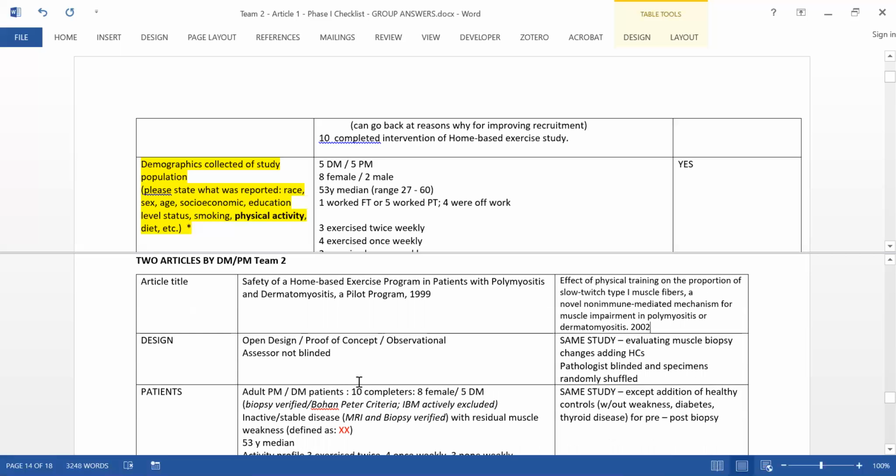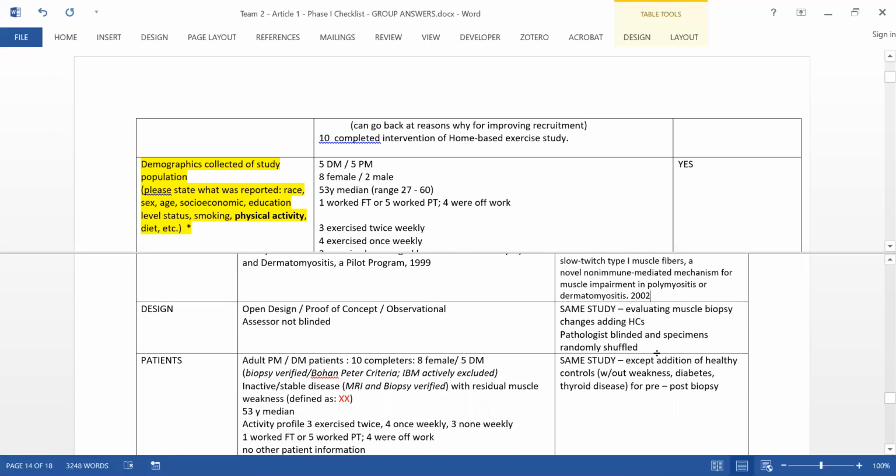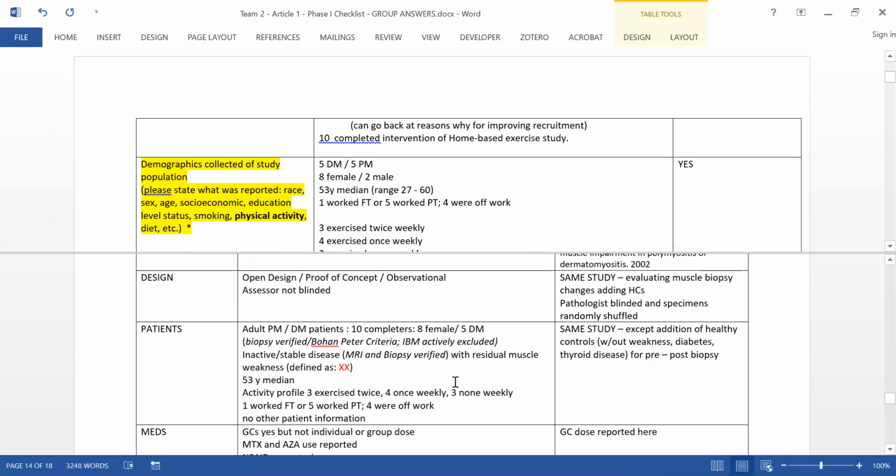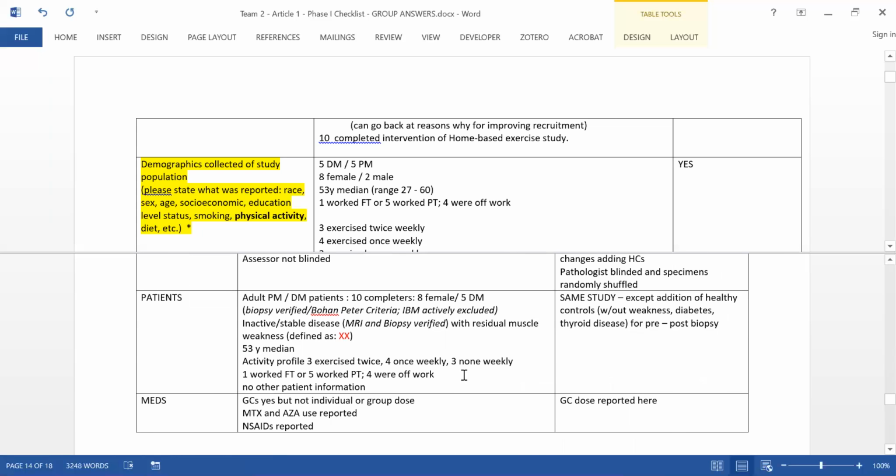The tandem study was evaluating muscle biopsies before and after. This one actually happened to have a healthy control group. And here the pathologist was blinded and the specimens were randomly shuffled. So going back to the patients, in the original study, these are adult PM/DM patients.